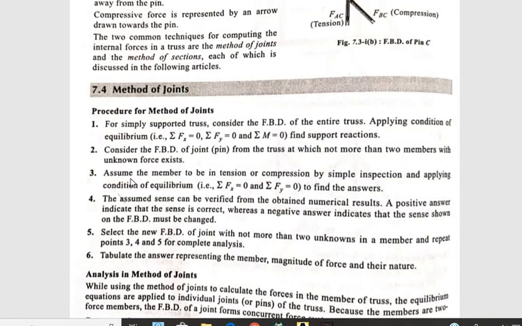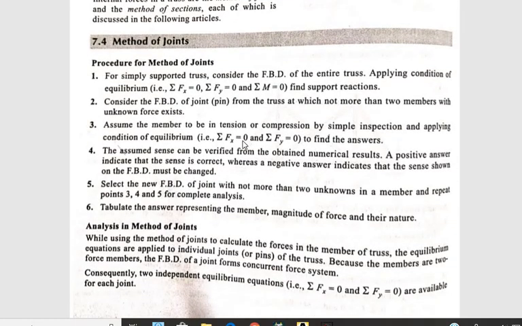Now number 3: assume the member to be in tension or in compression by simple inspection and apply the conditions of equilibrium. We have to make some assumptions, because initially we don't know whether the member is in tension or in compression. So we assume one, and finally we check whether our answer is correct or wrong. You have to use summation Fx and Fy to find the answers, because there are only horizontal or vertical forces, no moment is there.